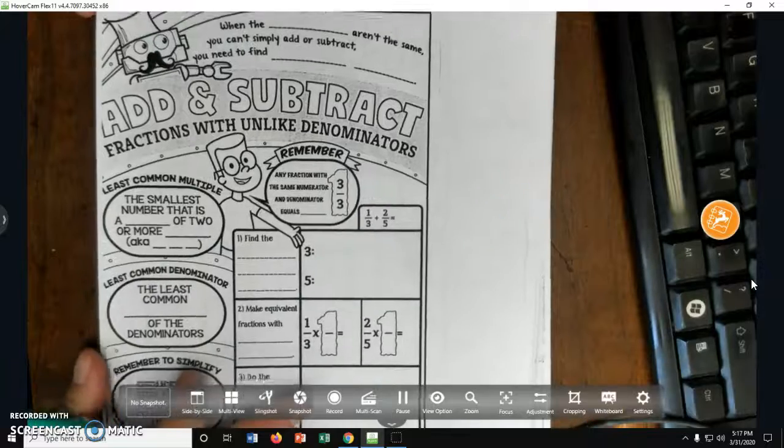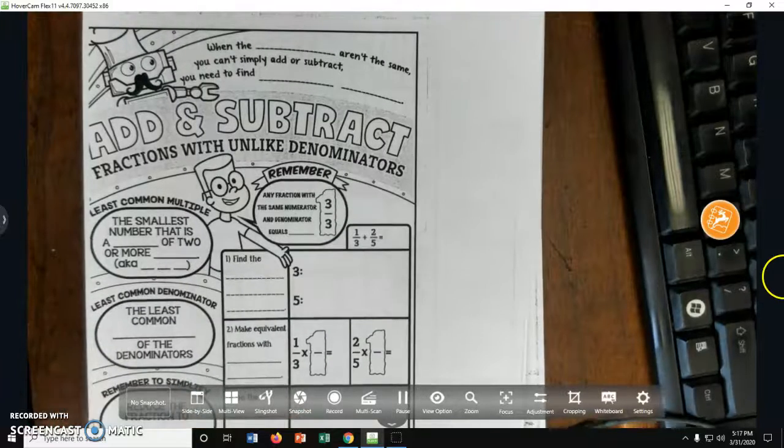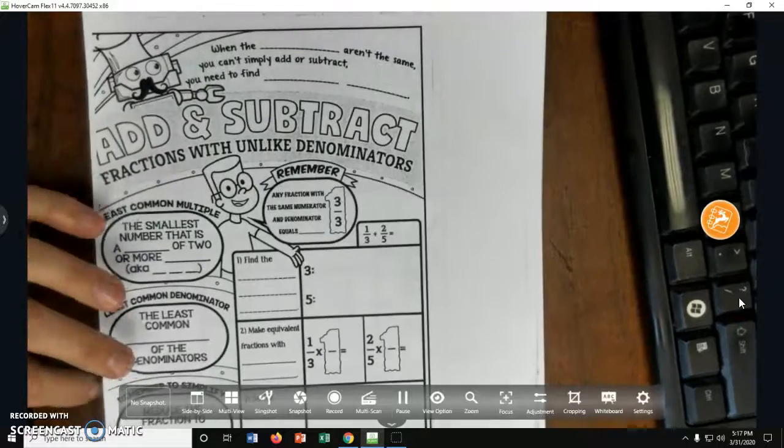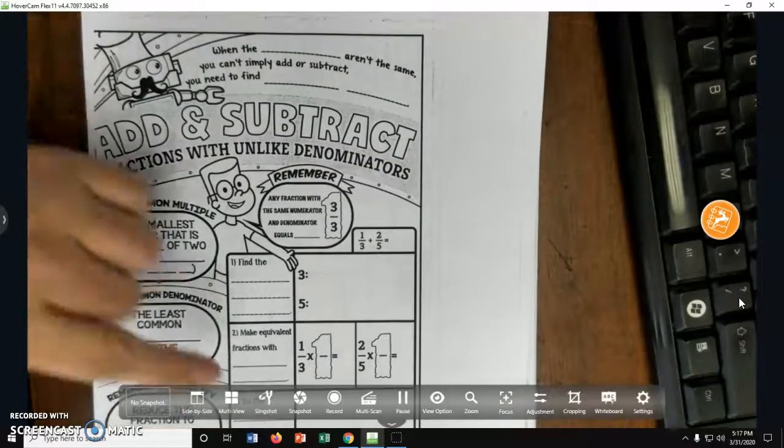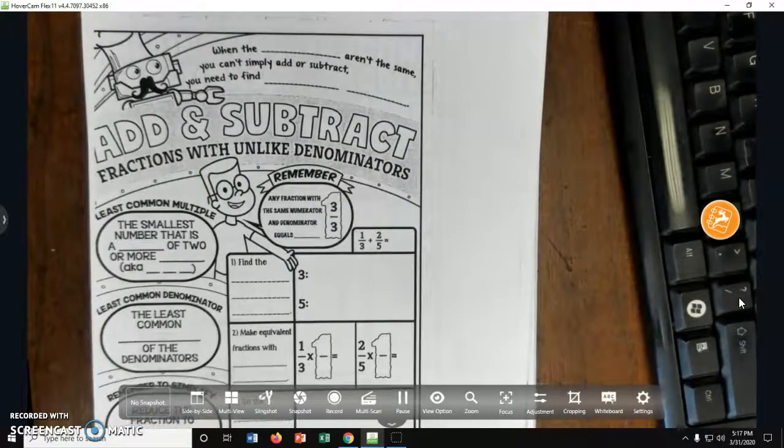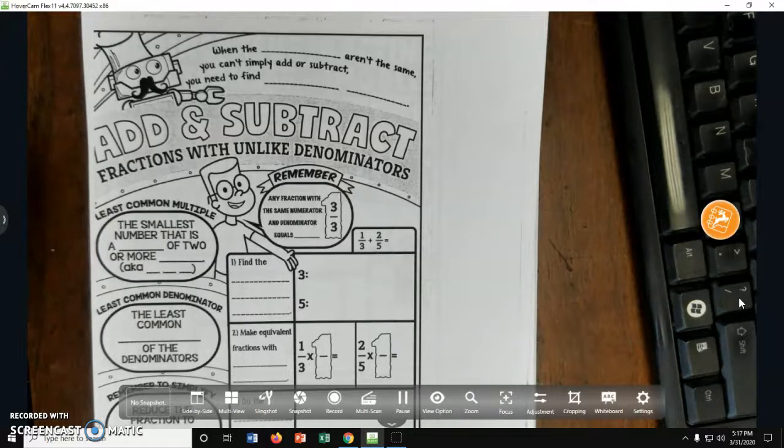We are cruising through this week. Here we are on Wednesday. We've got a couple of fun pages for you guys to cut out, color, and fill in and put into your interactive notebooks. So, want to go through these with you?